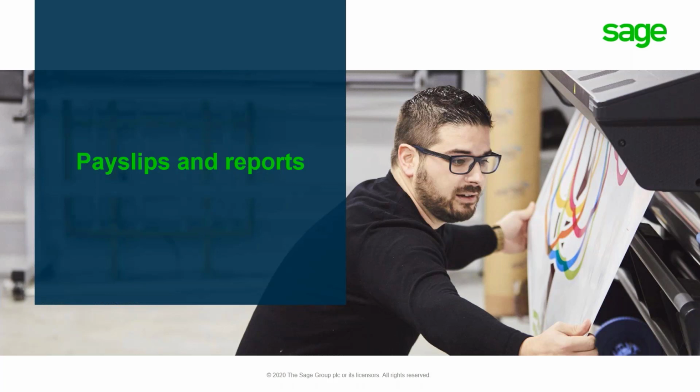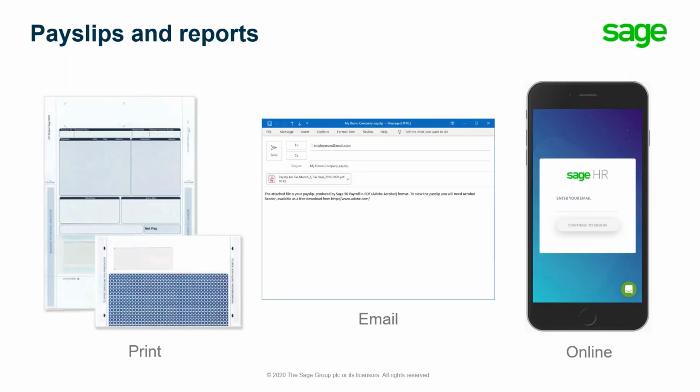So let's take a look at the options for payslips first. There's a print option if you want to go old school. You can email payslips as secure attachments, or you can use our online payslip service integrating with Sage HR and host the payslips online for your employees to view that way.